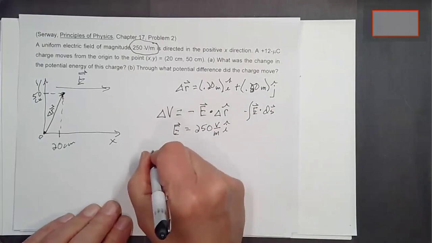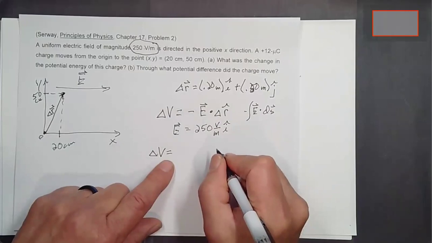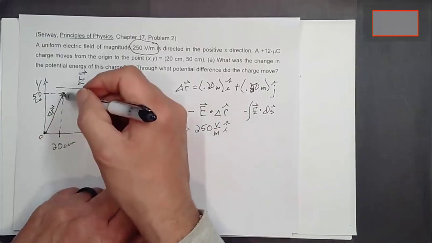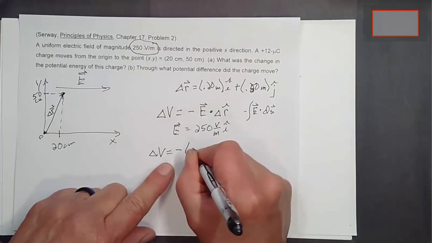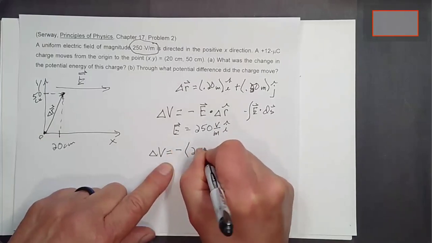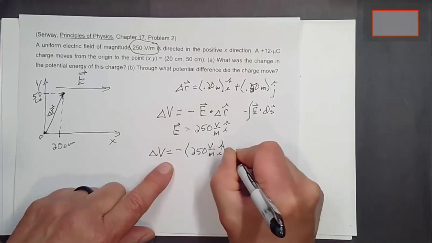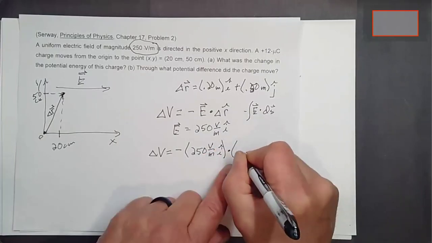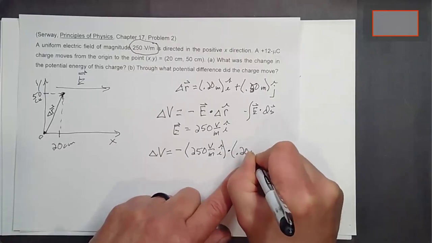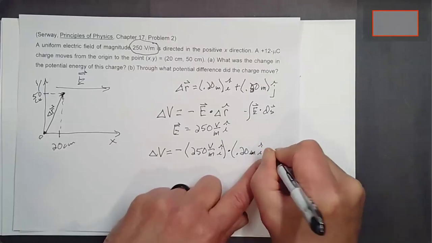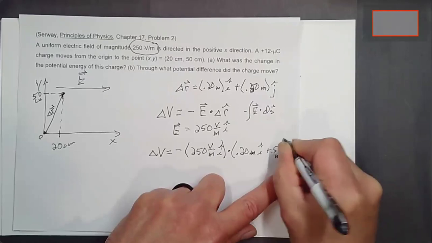So my delta V here, change in electric potential between this point and that point, is going to be the negative of 250 volts per meter in the I hat direction, dotted with 0.20 meters in the I hat direction, plus 0.50 meters in the J hat direction.